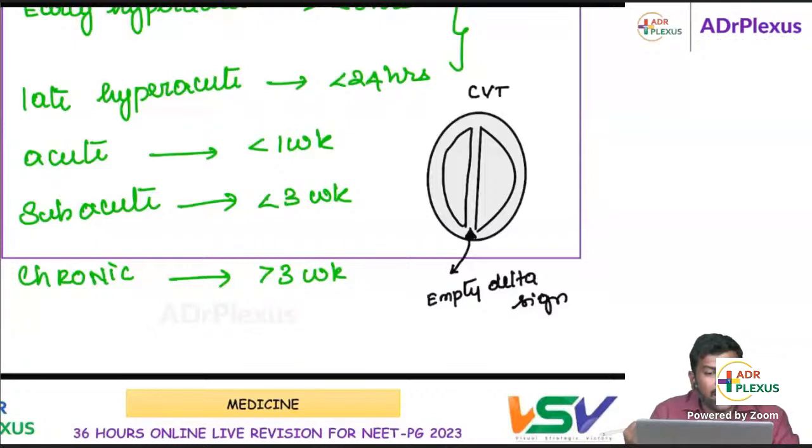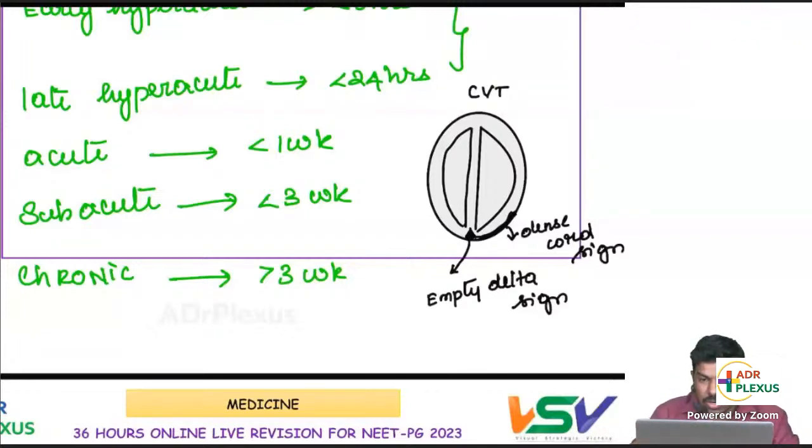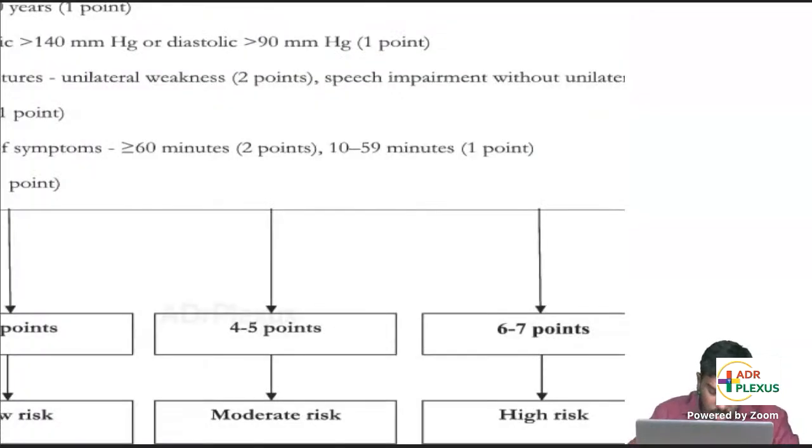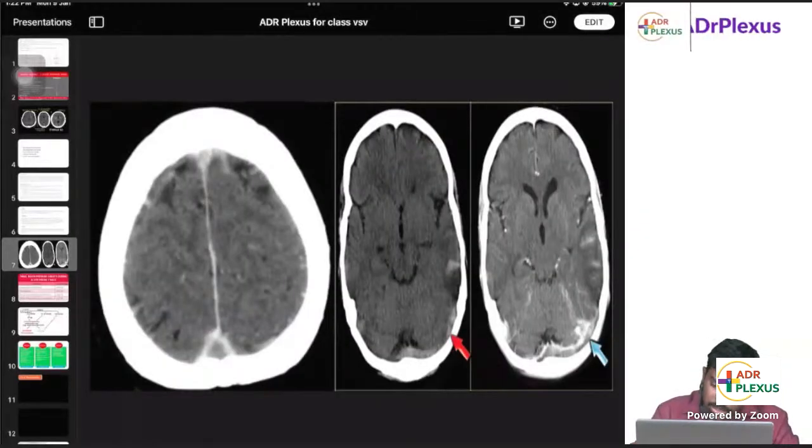And you also get one more thing here, which is going to be like this. What is this called as? It is called as dense cord sign. So two signs you are going to get in the imaging: empty delta sign and dense cord sign. If you know this, then it is going to be easy.